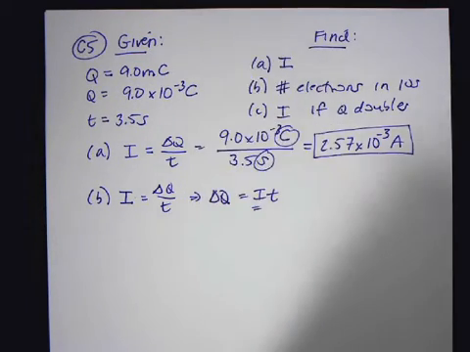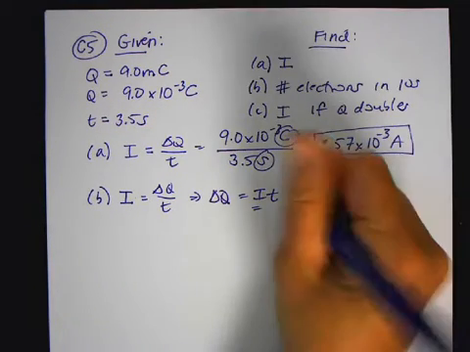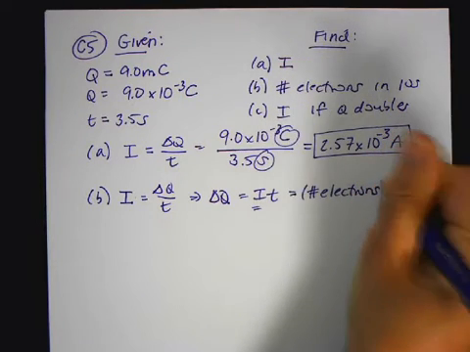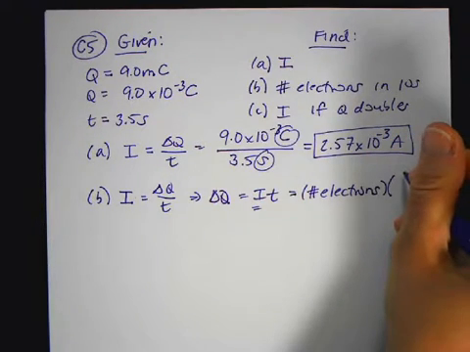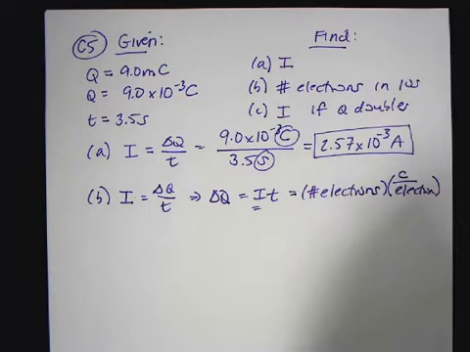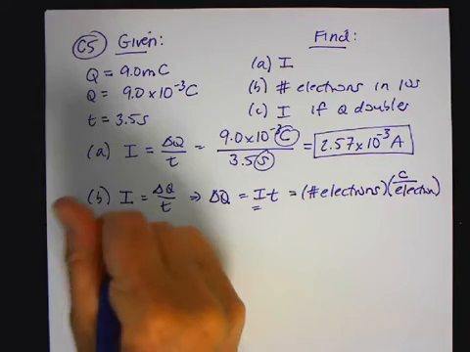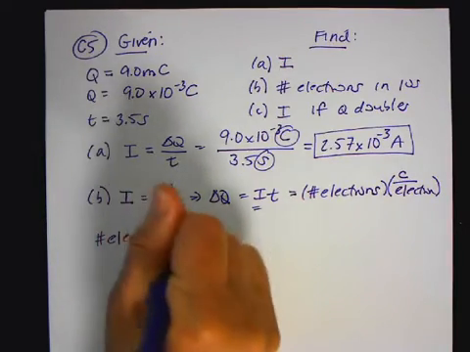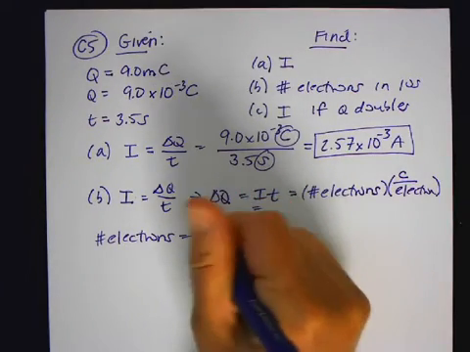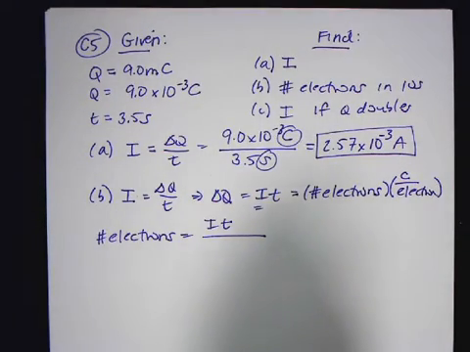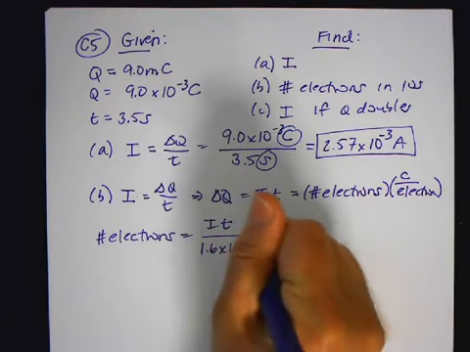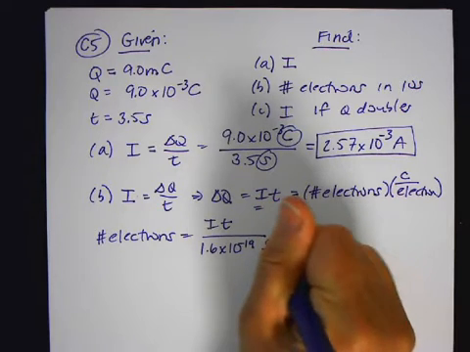So this is the current. What's the definition of current? Current is the flow of electrons. So this is really the number of electrons times how many coulombs per electron. So the number of electrons, now obviously we need to know the charge on electrons, is equal to IT over the charge per electron. So the charge per electron we have to remember is 1.6 times 10 to the negative 19 coulombs per electron.